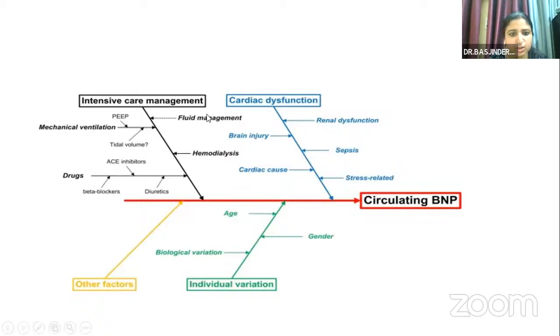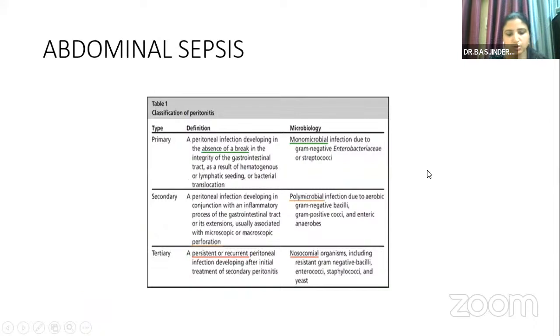Regarding circulating BNP, we should always remember that there are many factors contributing to its rising or decreasing levels. When you have given fluid, your patient is on dialysis, there is a brain injury, renal dysfunction, or a cardiac cause, all of this can increase or decrease your BNP levels. Some non-modifiable factors are age, biological variation, and gender. When our patient is on mechanical ventilation, we should know how PEEP can increase it and how tidal volume can affect it. So all these factors we should keep in mind. This was all regarding cardiac biomarkers.